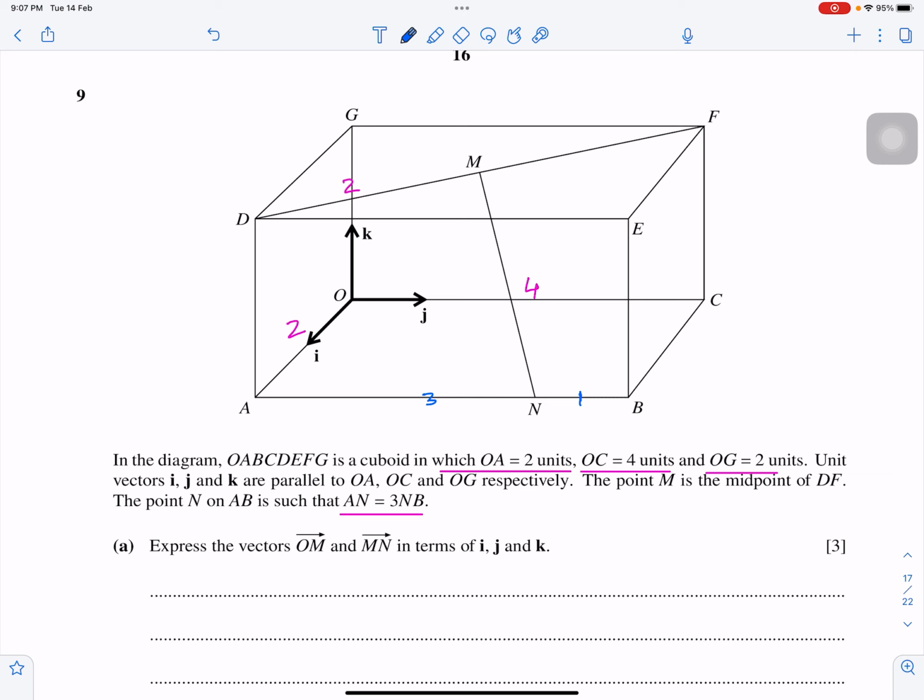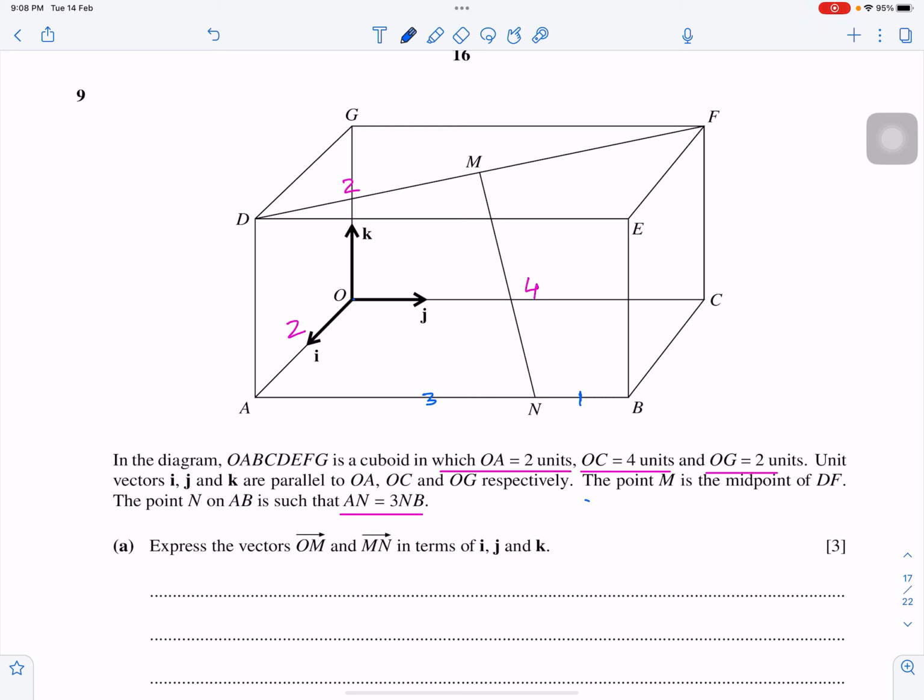So let's start solving the question. We have to express vector OM. It is given here that M is the midpoint of DF, and DF is the diagonal of the top rectangle. This is the rectangle you can see here, and M is exactly in the center. So if you are going from O to M, you can't go diagonally. You have to go along the direction of i, j and k. That is the rule.